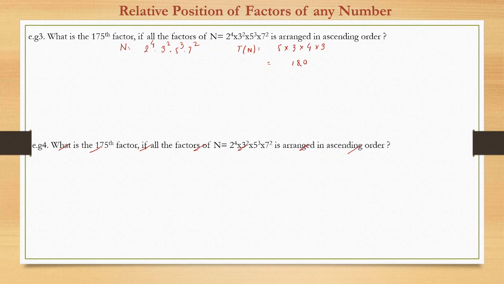This is 180. So now when all the factors are arranged in ascending order, we know n would be equal to f1 into f180, first into last factor, which would be the same as second into second last factor.